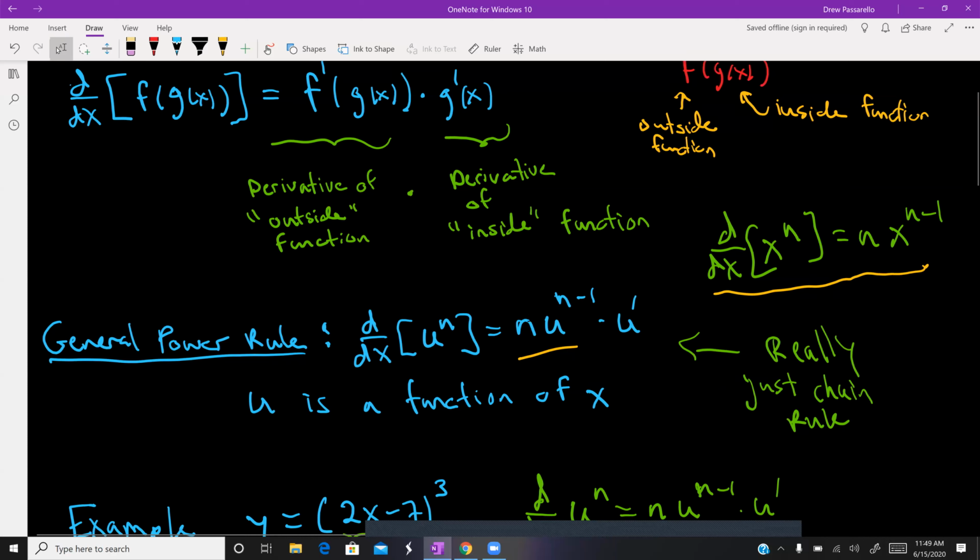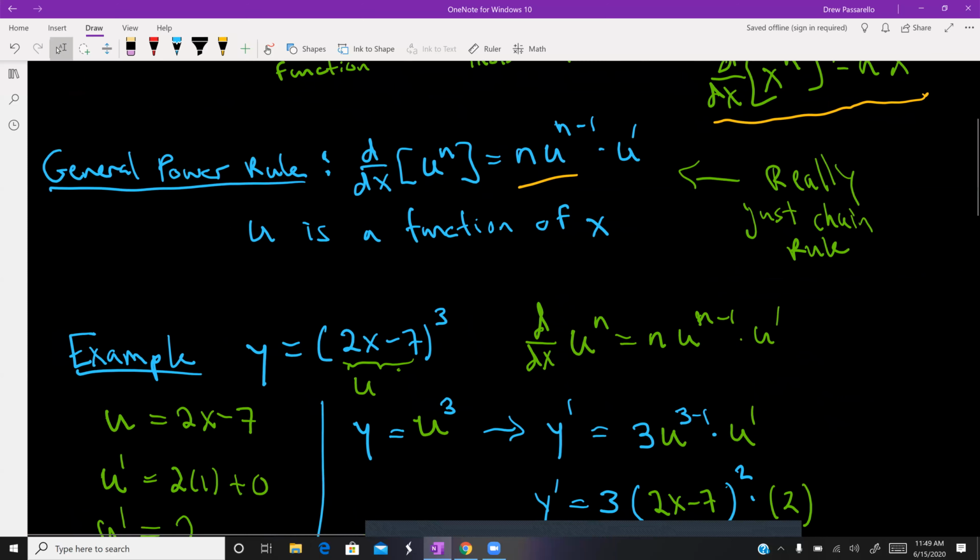So this portion where I'm taking the usual power rule, n times u to the n minus 1, that's like the derivative of the outside function. u is the inside function, so times u prime, where u prime is the derivative of the inside function. So this is really writing the chain rule involving the power rule.